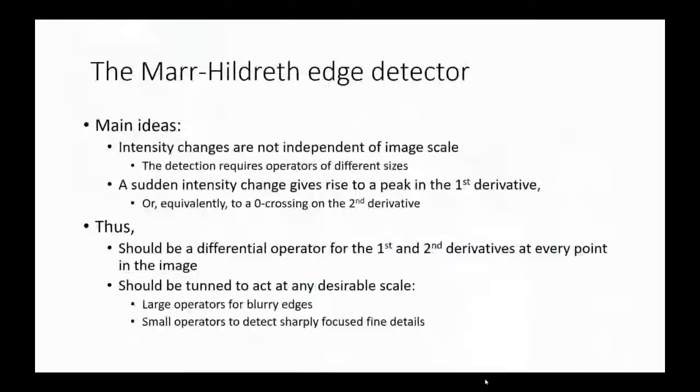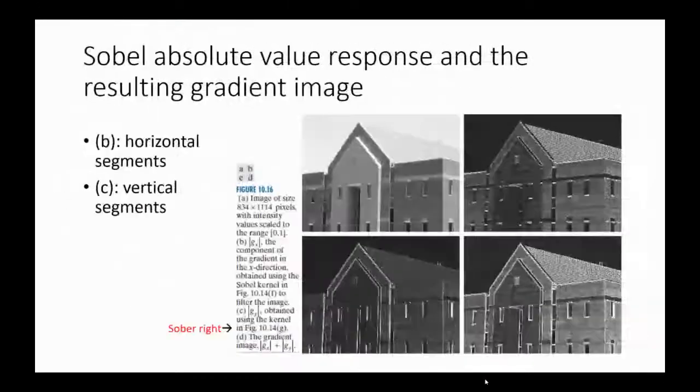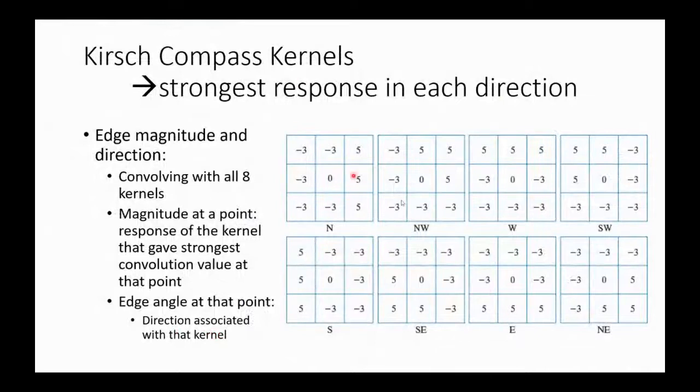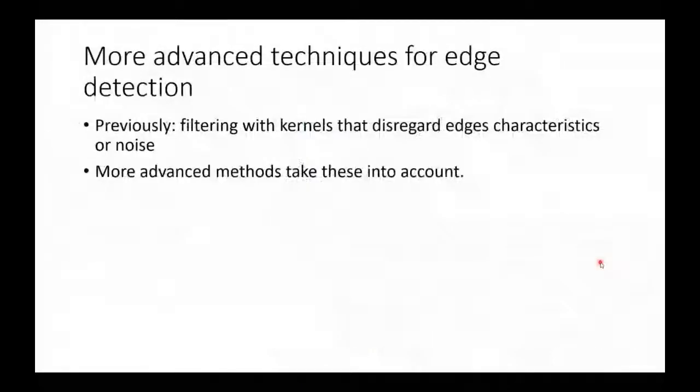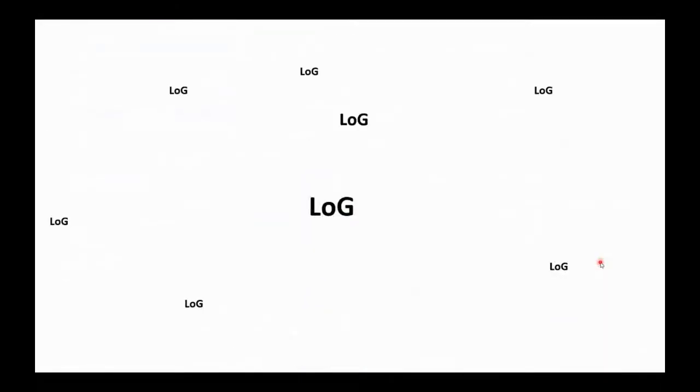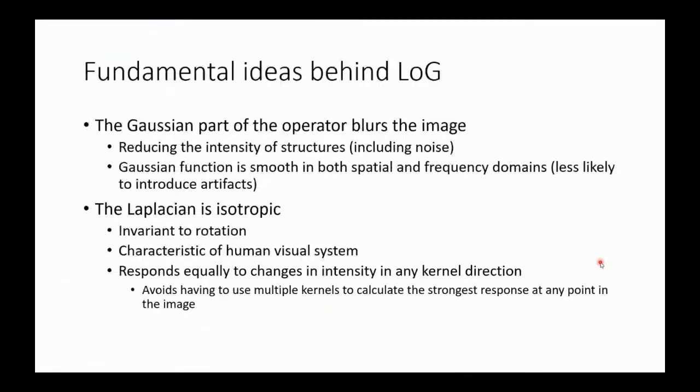So basically, I don't need to bother passing all of these filters in many directions. This is all there. It's beautiful, isn't it? Okay, so it's all here, everywhere. It avoids having to use multiple kernels to calculate the strongest response at any point in the image.